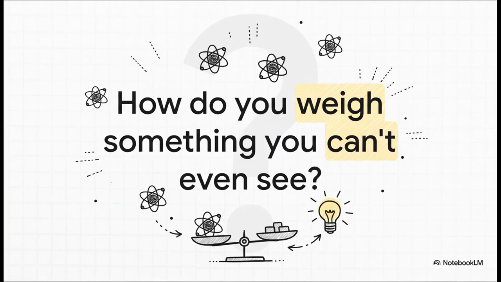But that leads to a massive problem. How in the world do you weigh something you can't even see? Atoms are so ridiculously tiny, putting one on a scale is just not going to happen. So chemists had to get really clever, and the solution they came up with was truly ingenious.